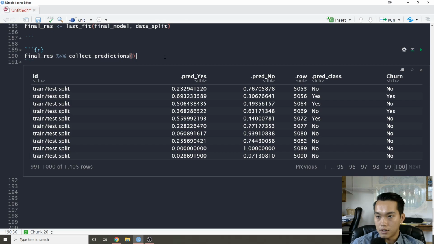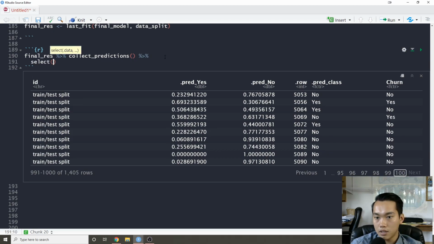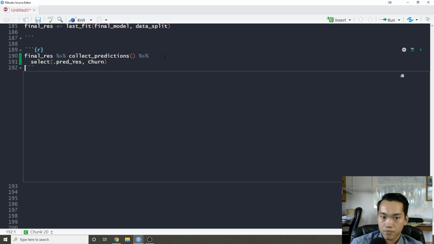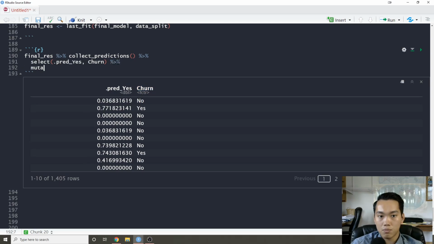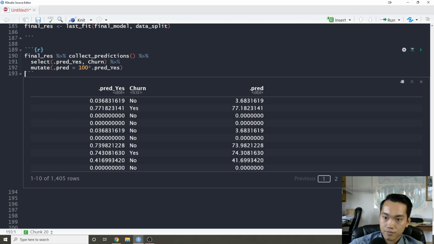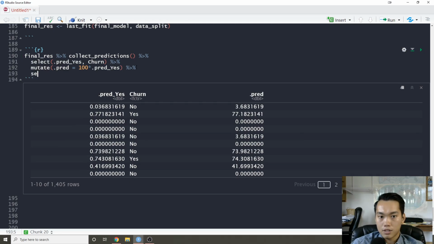And what I'm going to do is basically mutate. I'm going to select the prediction. So pred class, .pred_yes, and then churn. So this is what we predicted, and this is the actual results. What I'm also going to do is basically do some mutations. So I'll say .pred equals 100 times .pred_yes, right? And I'll say select minus .pred_yes.